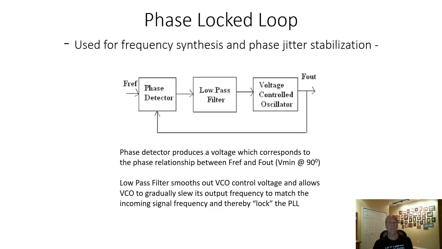Okay, lastly, the phase lock loop. I know in our other class we talked about phase lock loops. It's a really, really important circuit. It's used in pretty much everything we touch these days. Cell phones and PCs and everything, okay? And basically what it does, its main job is to synthesize frequencies and to stabilize frequencies. That's what's called phase jitter stabilization.